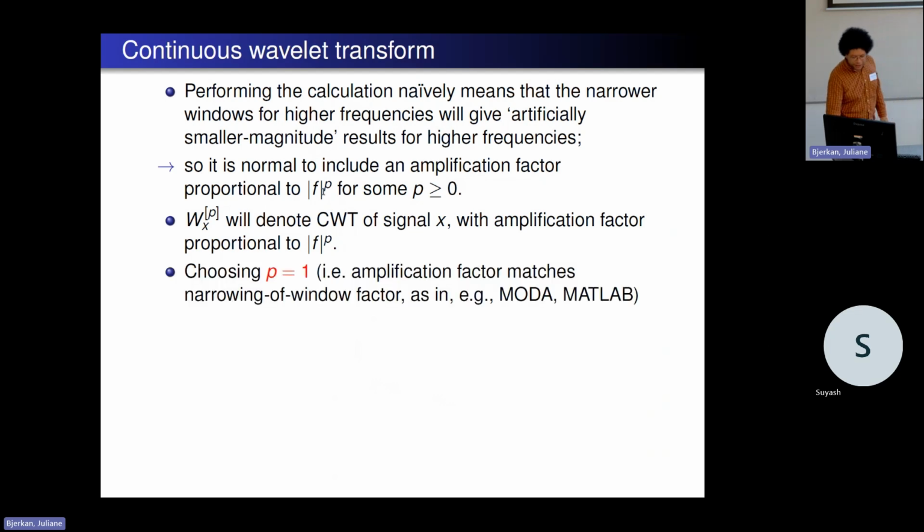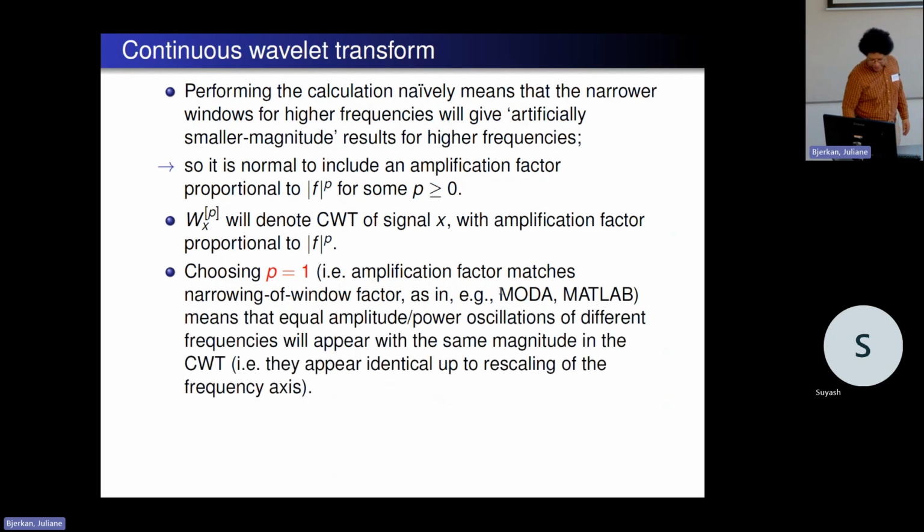In particular, choosing p equals 1 means that the amplification factor exactly matches the narrowing of the window. That's, for example, what's used in Mathematica and in MATLAB. This will mean that equal amplitude oscillations in your input signal, or equal power oscillations, which is equivalent, at different frequencies will appear with the same intensity, the same magnitude, in my wavelet transform. So p equals 1 feels like a very natural choice.